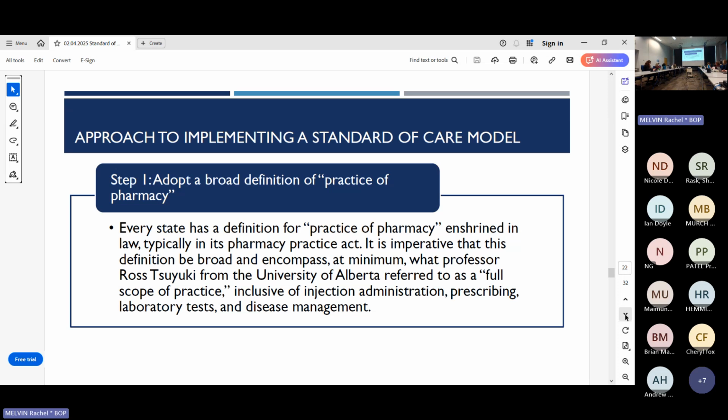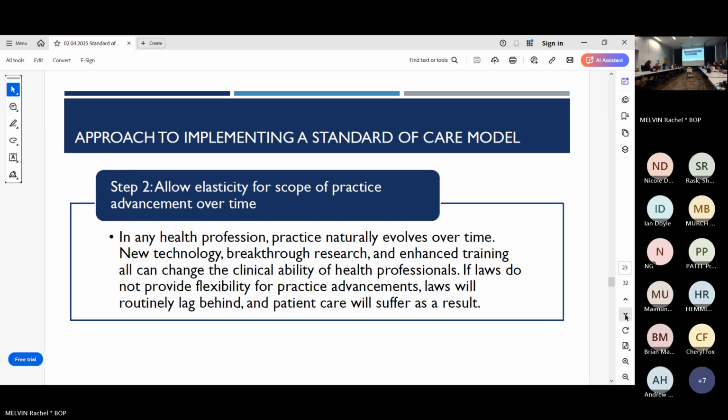Don't spend too much time on this since we're not voting on anything today. Step one would be to adopt a broad definition of the practice of pharmacy. So it's located in ORS 689 for us. And step two is allow for elasticity of scope of practice over time. So realizing that this is not a 6-month or even a 1-year overhaul. And then we have to support pharmacists in the interim period as these changes are being instituted incrementally.